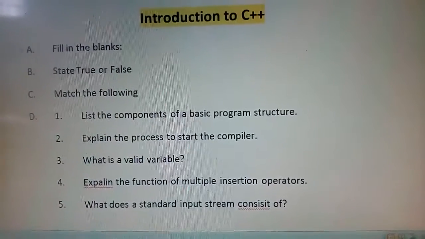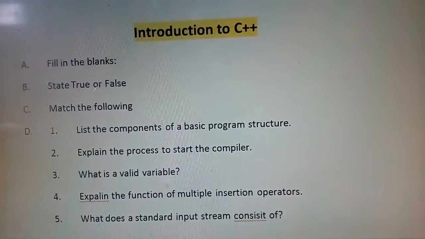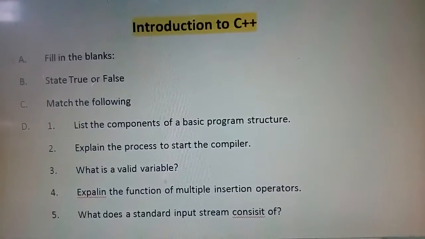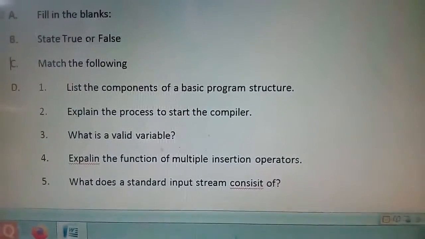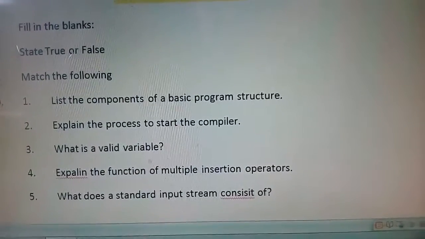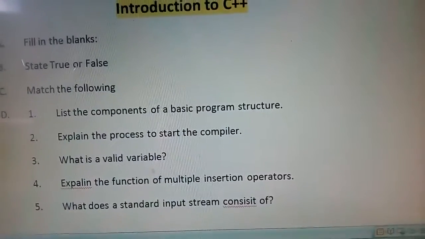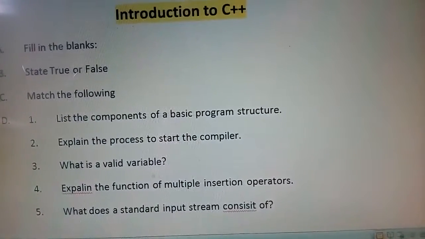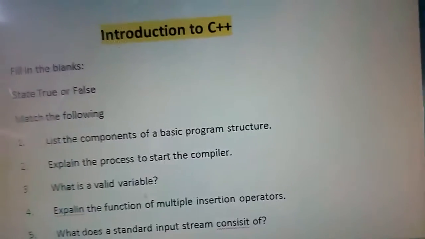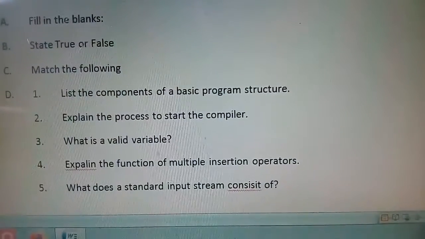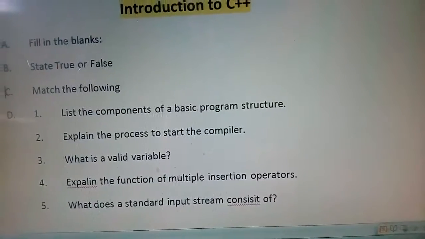Number C, match the following actions and options. Number 1, in action, to insert a single line comment. It will be B, double slash. Single line comment, double slash. And if it is a multiple line comment, then it will be slash and asterisk sign from the keyboard. Number 2, to denote preprocessor directives, so it will be hash. Because we have discussed earlier, hash include iostream.h. So hash is the preprocessor directive.